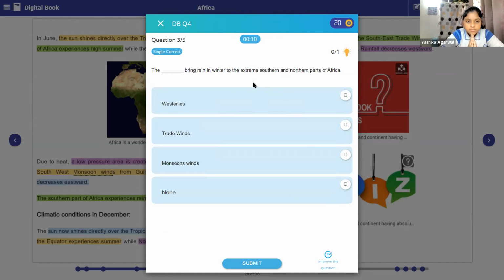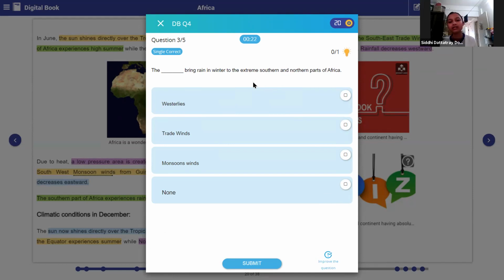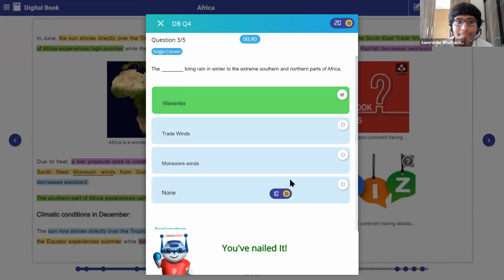Ma'am, westerlies. See, they haven't mentioned the month, ma'am. Trade winds, ma'am. Come on, this is confusing. Ma'am, but they haven't mentioned the month. Let us go with the trade winds. You will understand who's right or wrong. I won't reveal the answer. What do you want me to freeze? Ma'am, westerlies. Okay, fine. Let's freeze westerlies and see whether they are right or wrong. Ma'am, they are correct. Excellent.